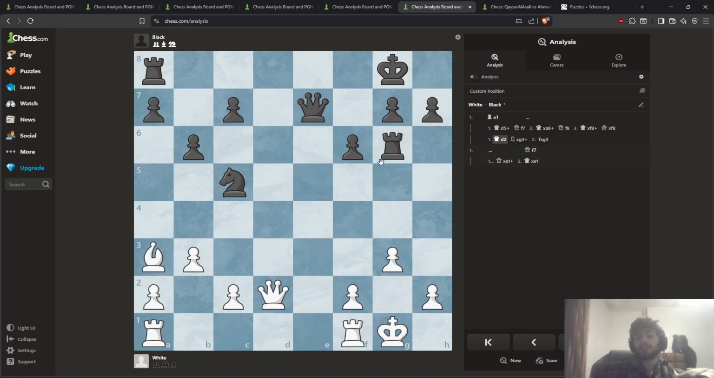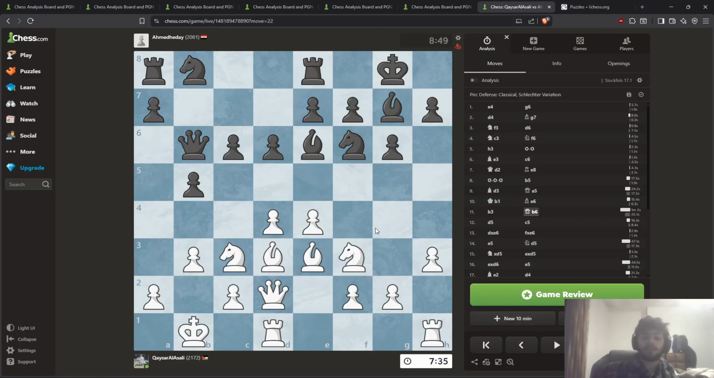Well, now we have finished this example. We're like, oh, of course. Well, could you please show me how does this work in a real game? Of course. This is a game I played in my most recent video. In this position, my opponent played the move queen to b6. And my opponent is a strong player, 2081.